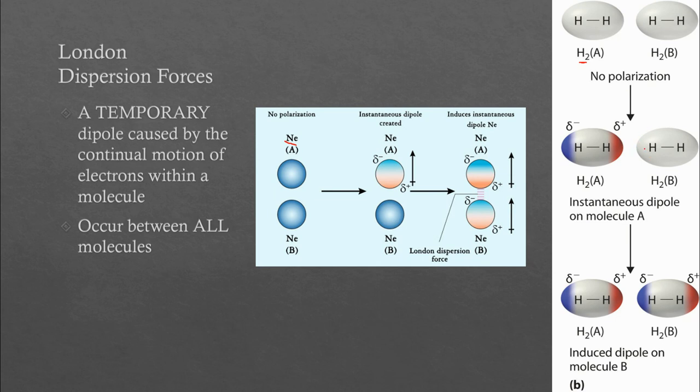The electrons will be attracted to that side. So this side of the second H2 molecule now has slightly more electron density than the other side. And then there's this attraction, this London dispersion force in between the molecules. But it changes rapidly. It's not permanent. It is very temporary.